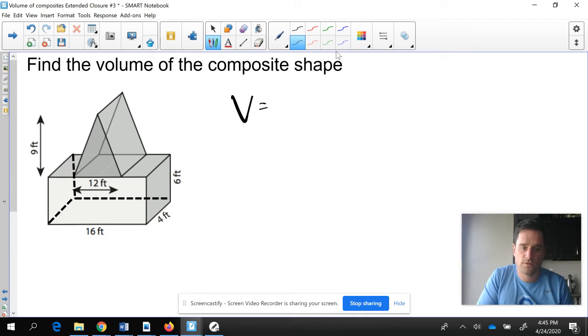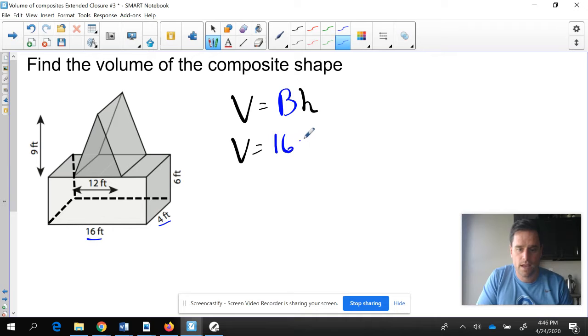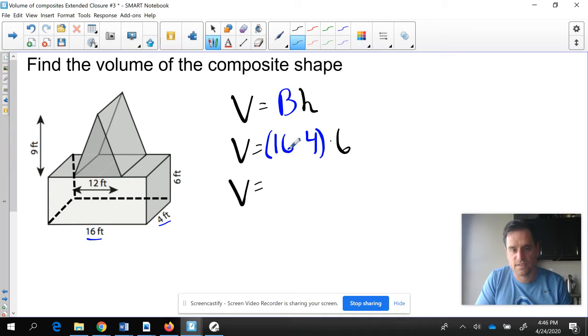So volume equals the area of the base times the height, because it's a prism, area of the base times height. And the base is going to be 16 times the 4. That's the area of the base. And we're going to multiply it by that height. That height, if you look at my cursor right there, is going to be 6. Times 6. And again, I don't mind if you use a calculator. I'm going to try to do this in my head. 4 times 6 is 24. Carry the 2. That's going to be 64.